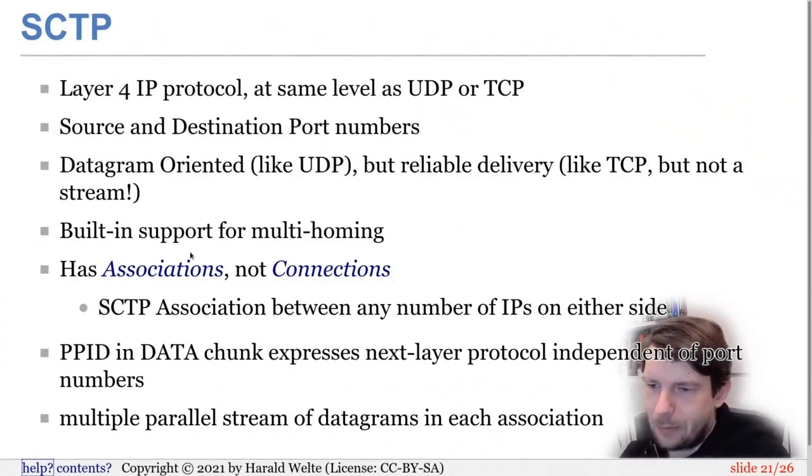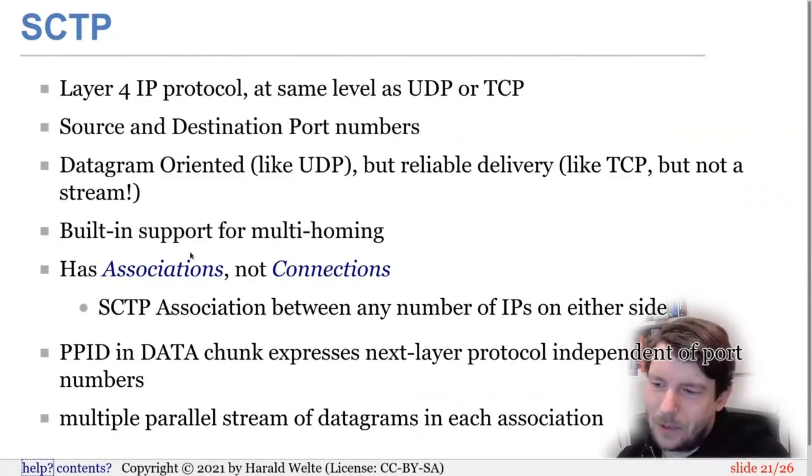So now let's look a bit at some of those individual protocol layers in SIGTRAN and some of the concepts. SCTP itself is a layer 4 IP protocol at the same level as UDP or TCP or ICMP for that matter. It has source and destination port numbers like UDP or TCP. It is datagram oriented like UDP, but you have reliable delivery, which makes it very interesting. That is sort of like TCP, but TCP is a stream that doesn't preserve message boundaries, so it is not like TCP. It's really UDP with reliable delivery.